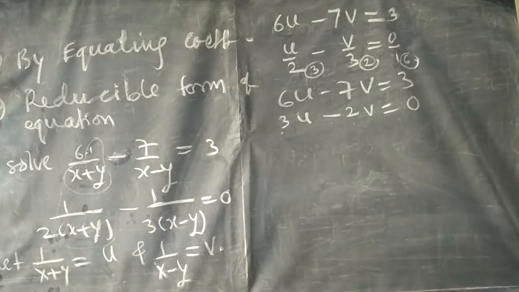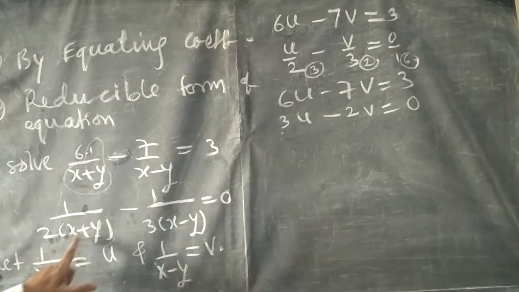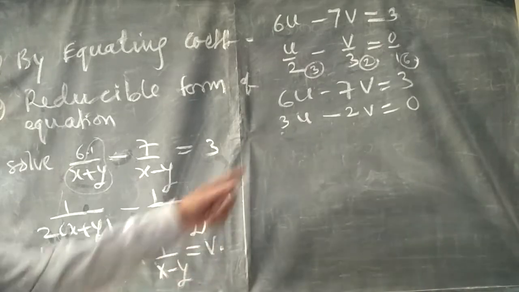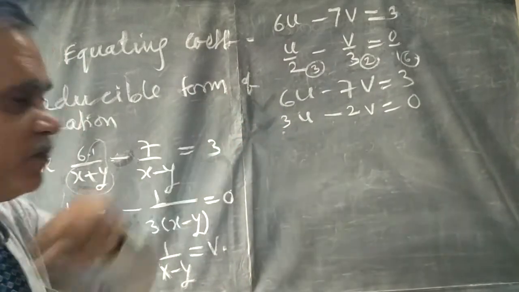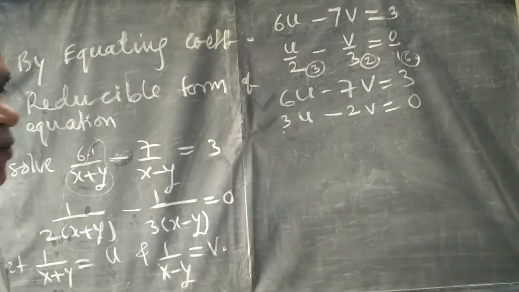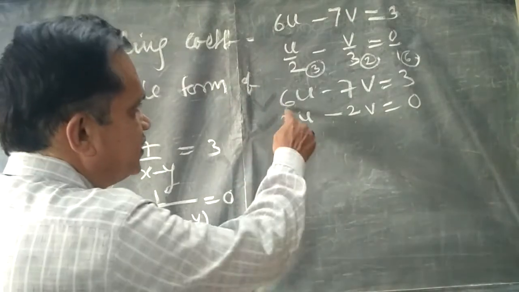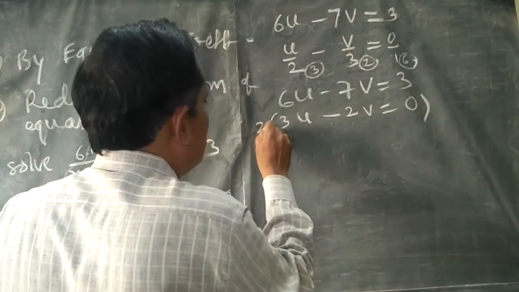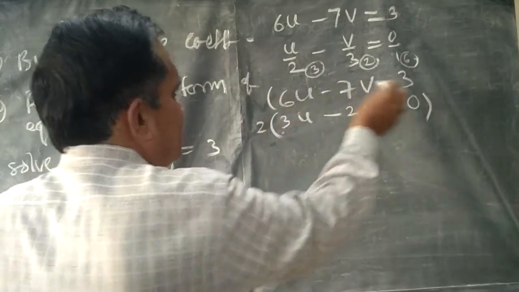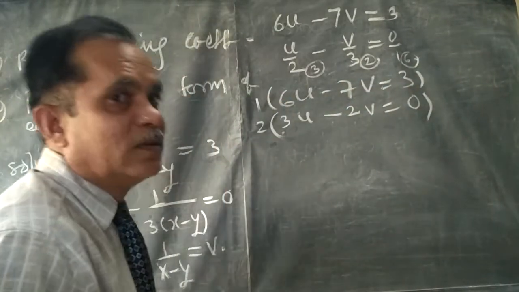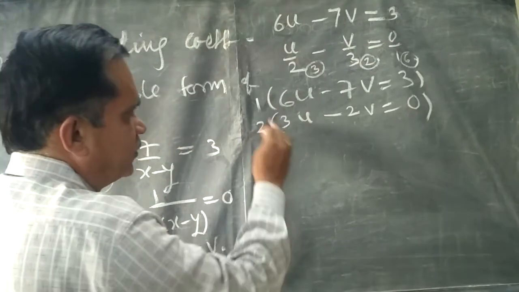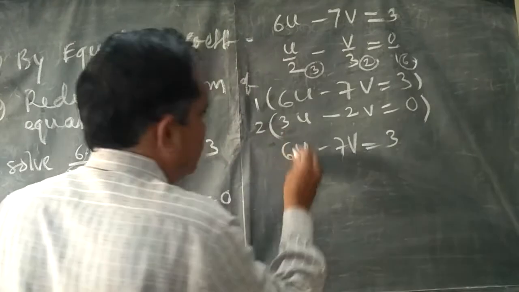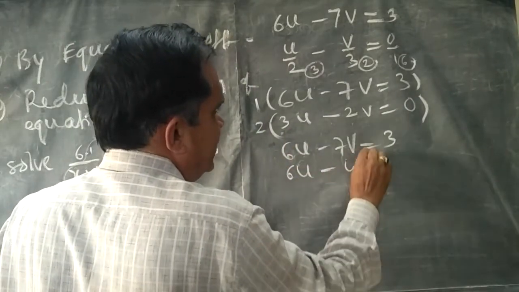Understood reducible method? Examples of this type are to be reduced by assumption into this form. We know. Right? Now very simple. We will equate coefficients. See, here it is 6, 3. I will make both 6. So I have to multiply this by 1 and the second by 2. Okay. So I am making the coefficient of u equal. So we say 6u minus 7v equal to 3. Now 6u minus 4v equal to 0.